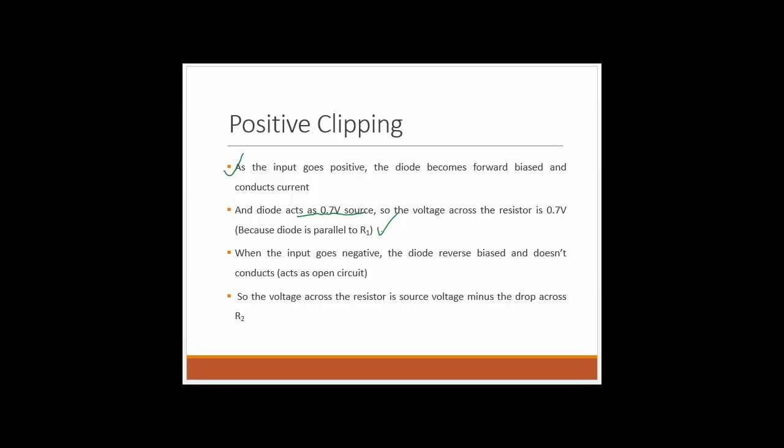Remember that across the parallel, the voltage will be equal. When the input goes negative, the diode will be reverse biased and does not conduct, which will act as an open circuit. It is always a good idea to redraw the circuit by removing the diode when it's reverse biased. So the voltage across the resistor is the source voltage minus the drop across R2. You can use the concept of voltage divider.